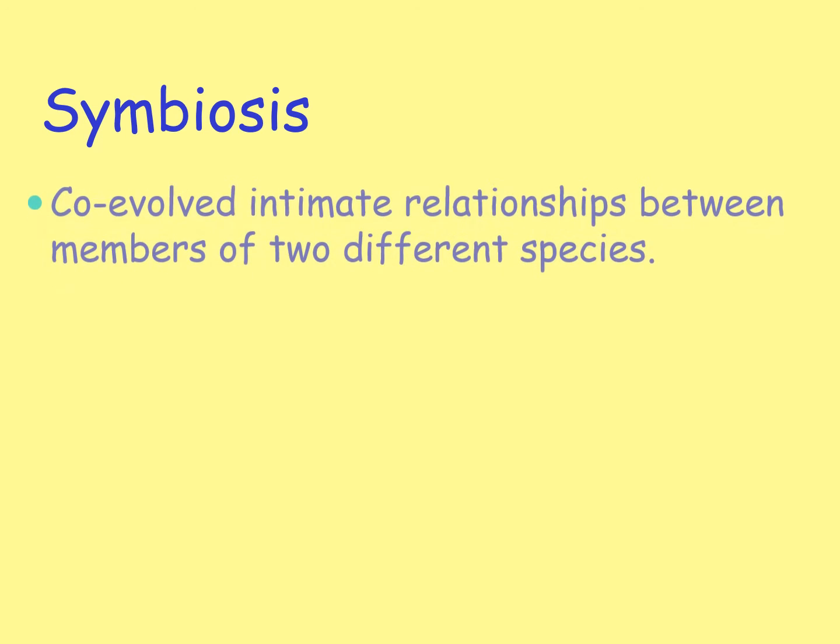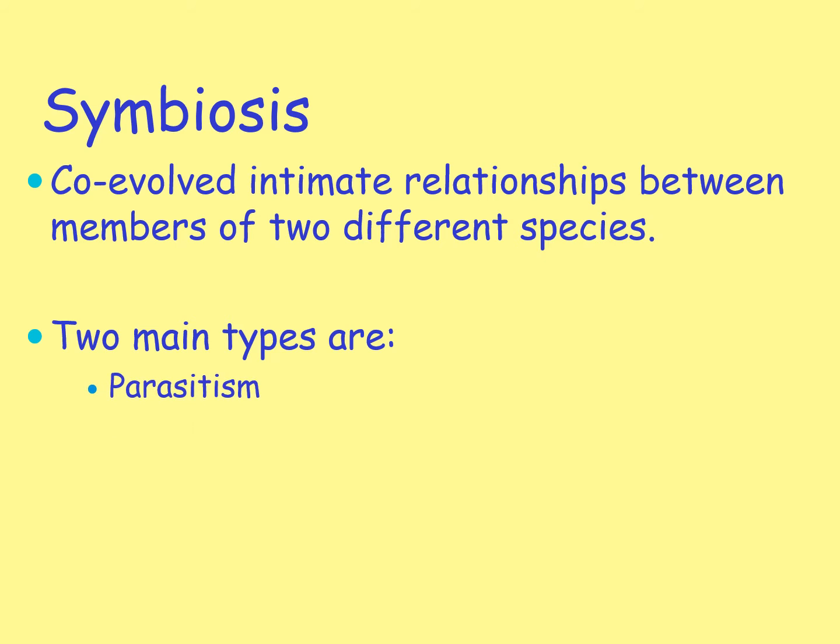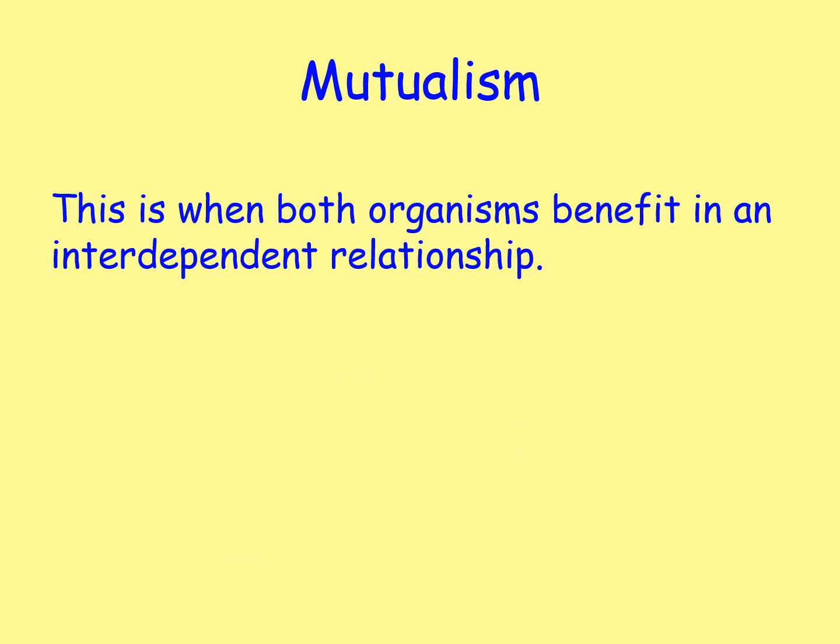So symbiosis, very straightforward, is a co-evolved intimate relationship between members of two different species. And there's lots of different types of symbiotic relationships, but we're going to look at two different types: parasitism and mutualism. Mutualism is a symbiotic relationship where both the organisms benefit. It's often shown by a ++ symbol.